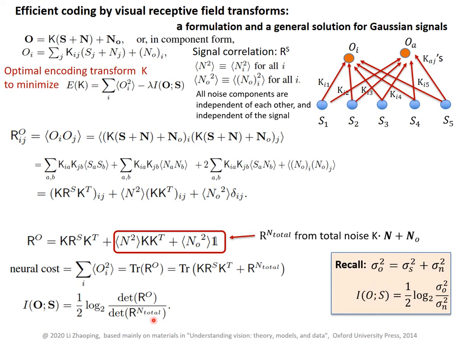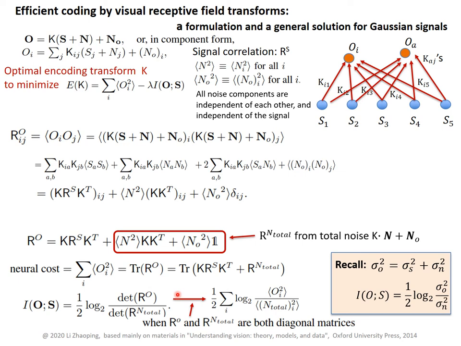Okay. And I'll recall how this can be related to something we are comfortable with. The output variance is equal to the summation of the signal variance plus the noise variance. So the signal variance now becomes here. Okay, that's the signal part, except it's convolved by this matrix. And the noise variance becomes this one. Yeah. And similarly for this mutual information, the output variance becomes the determinant of the correlation matrix, and the noise variance becomes the determinant of the noise correlation matrix. And when these two matrices are diagonal, then the determinant basically becomes the multiplication of the diagonal terms, and this comes out exactly like that.